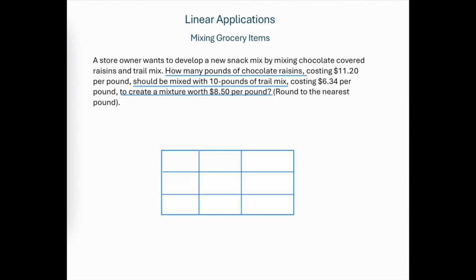The first thing we'll do is get organized using a 3x3 box. Generally speaking, when we're mixing grocery items together, the first two rows will be used to contain the info about the individual items that we're mixing together, and then the third row is going to be reserved for the information regarding the mixture. The column headers are going to be set up so that we're multiplying the first two columns together to get a product that is equal to the third column.